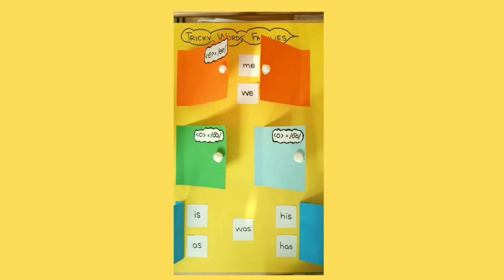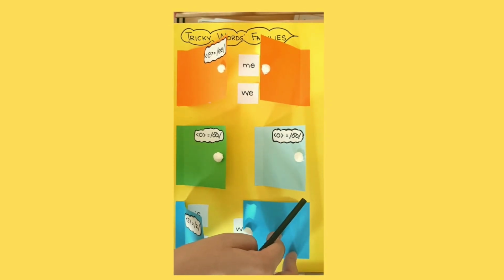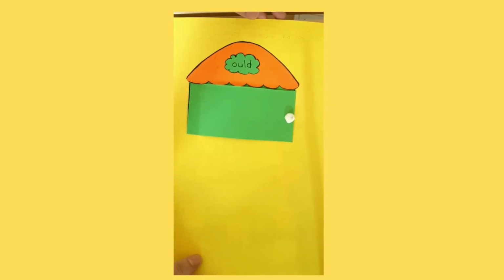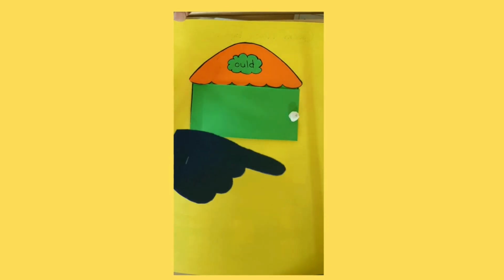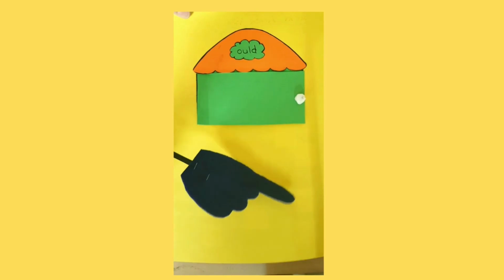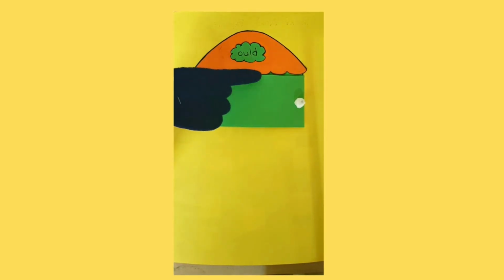Okay, so this is all about the families of tricky words, but I have something more to show you. Let's turn the paper. And here we have another house, and it is comparatively bigger than the other families. Let's check out who lives in here. This is the O-U-L-D family.